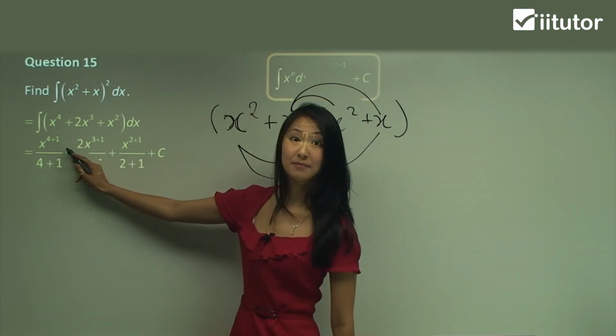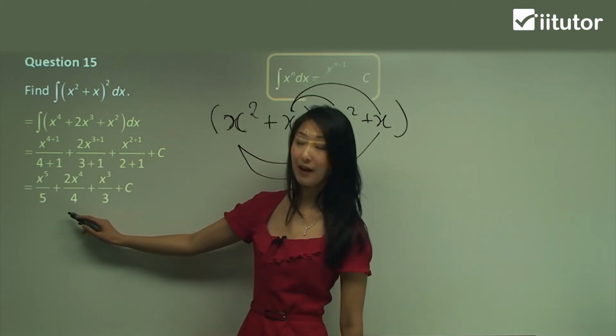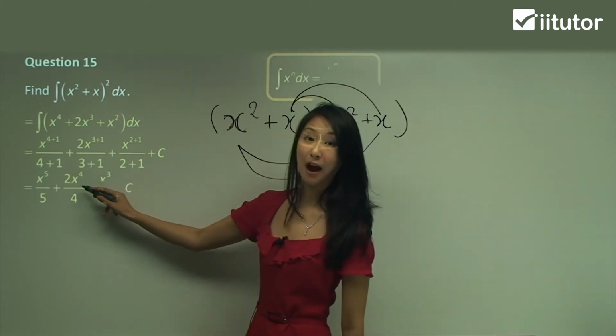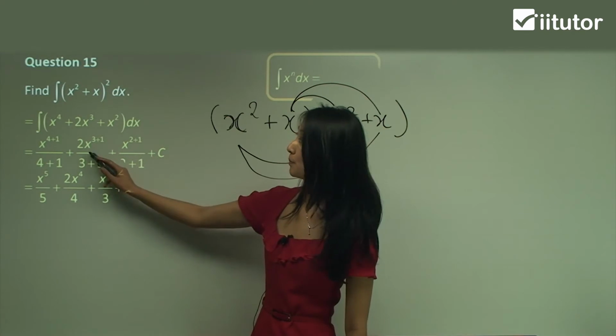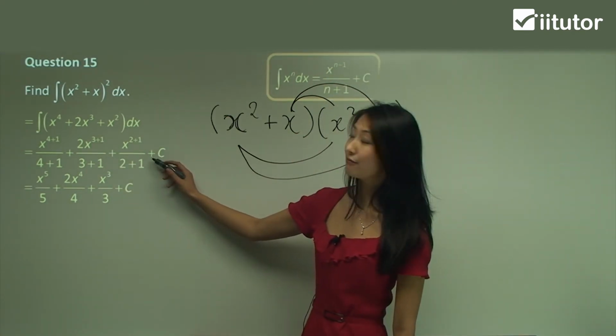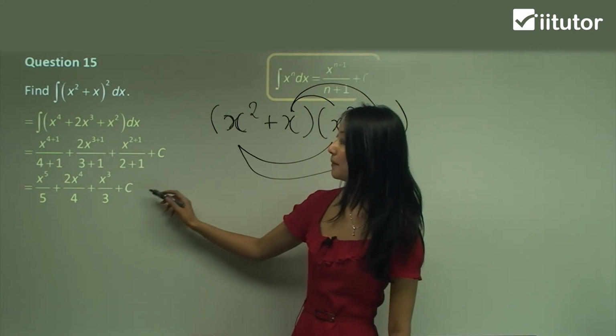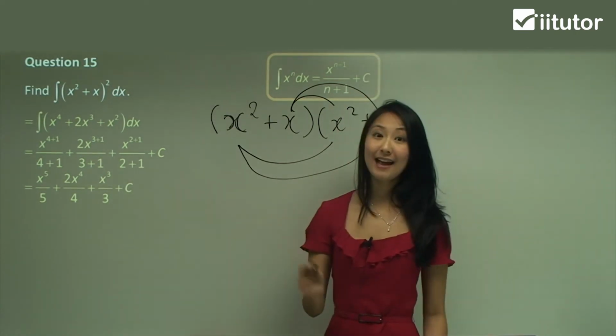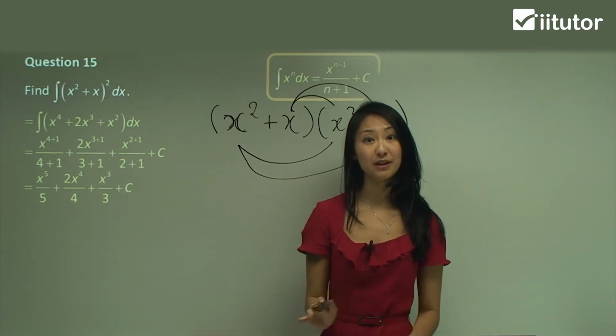So we know that becomes x to the power of 5 on 5. This becomes x to the power of 4 on 4 multiplied by the 2, the number in front, plus x to the power of 3 on 3 over here, plus the integral c. And now remember, at the end of every question we do a couple of things.